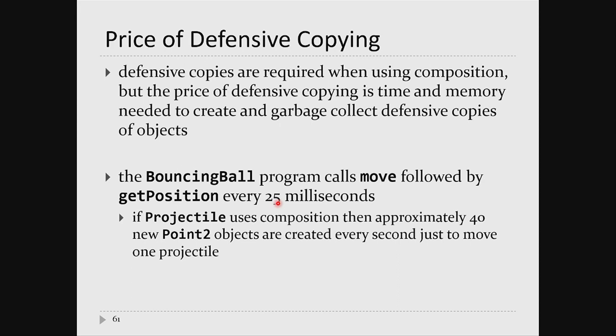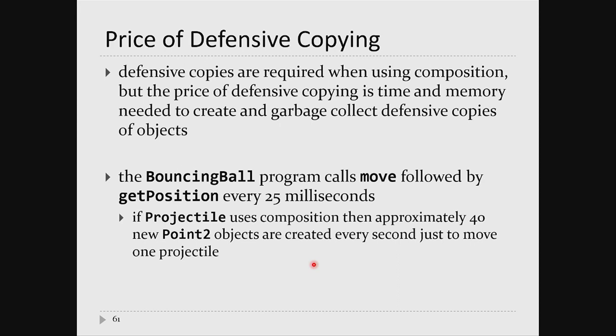But it does that every 25 milliseconds. So you're making 40 objects every second just to move one thing on the screen, right? If the person who calls move doesn't use the returned value, then the garbage collector has to come along and get rid of the copy. And so you're making 40 of these every second that you're moving one thing.